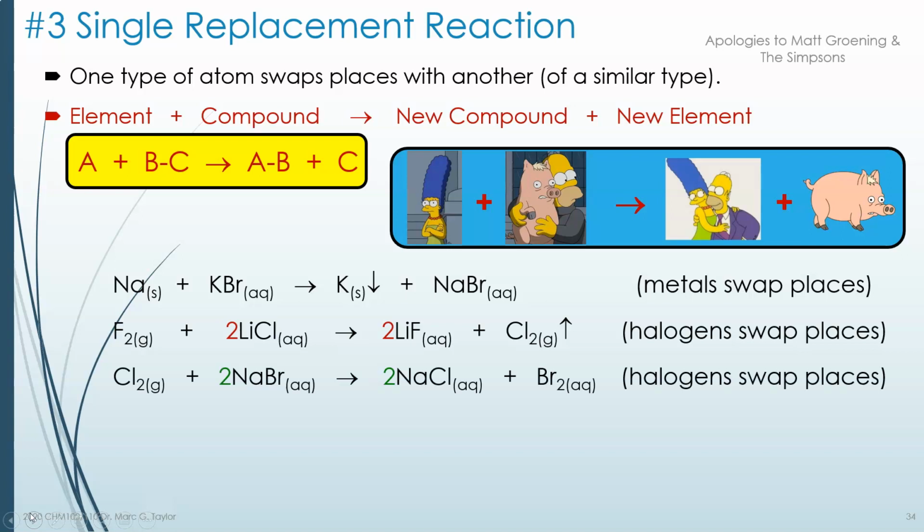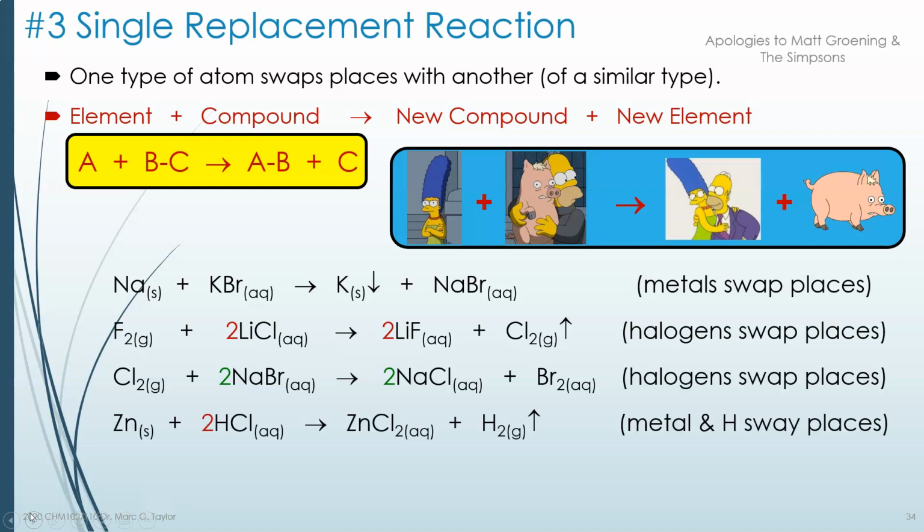Here's another example of halogens swapping with halogens. You have chlorine gas and sodium bromide. So this is very similar to the second reaction. The chlorine and the bromine will swap places, and you'll end up with sodium chloride and bromine as your product. Bromine's a liquid, but in this case it's dissolved in water.